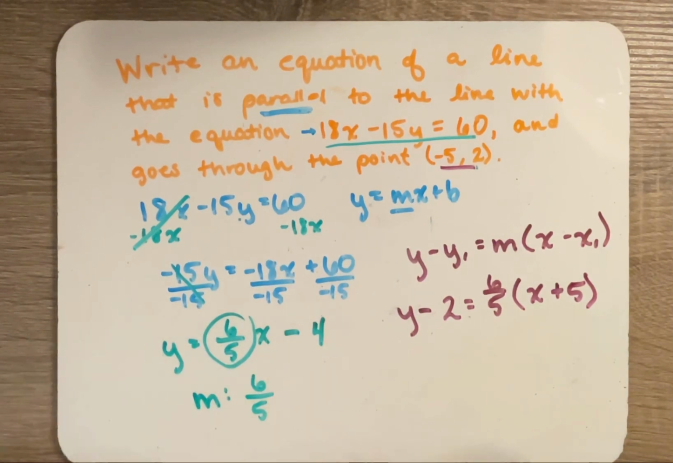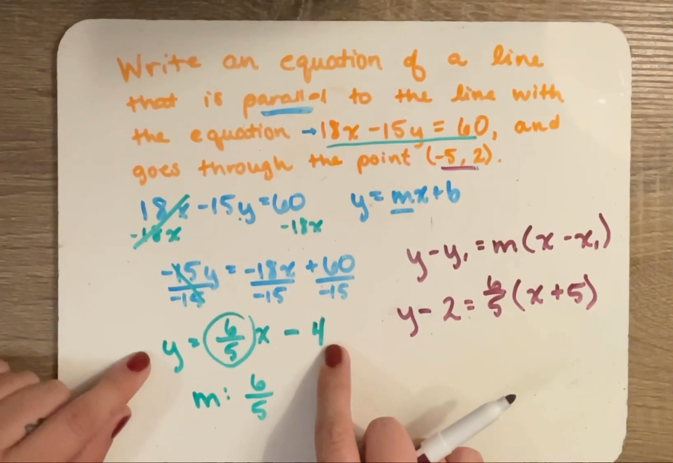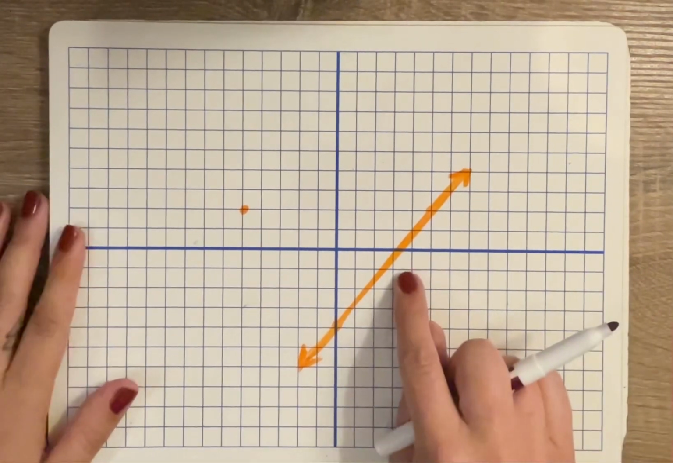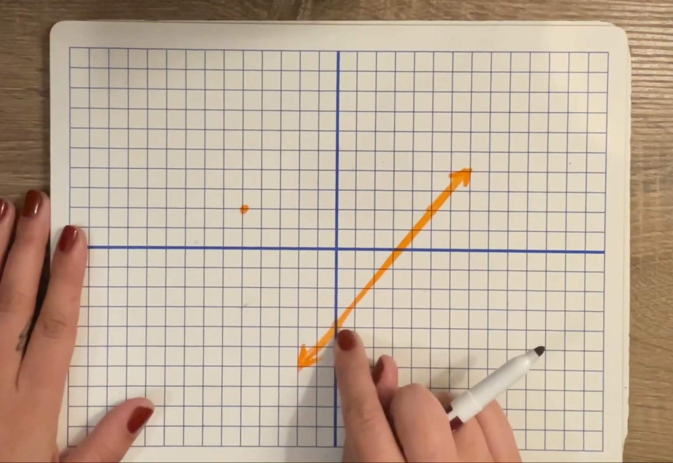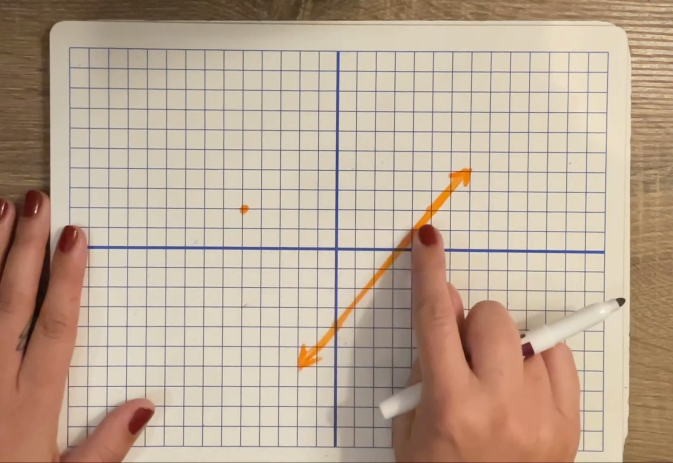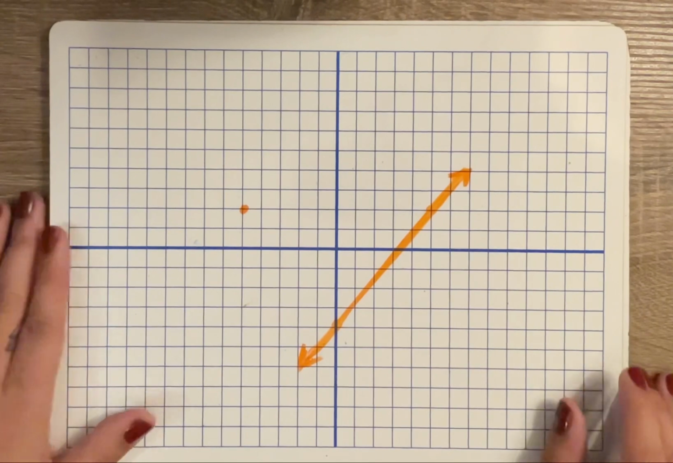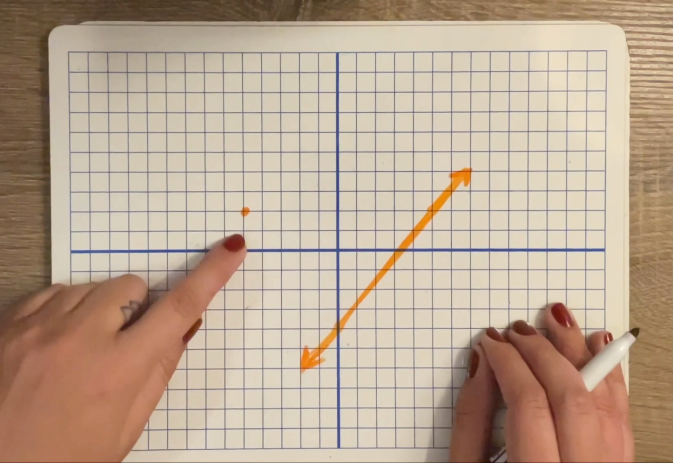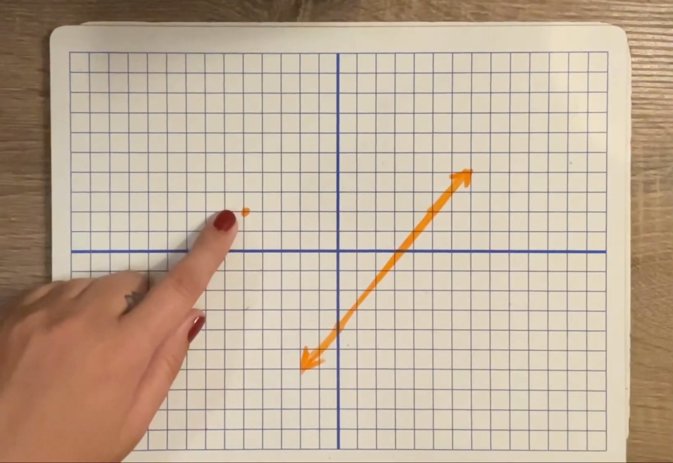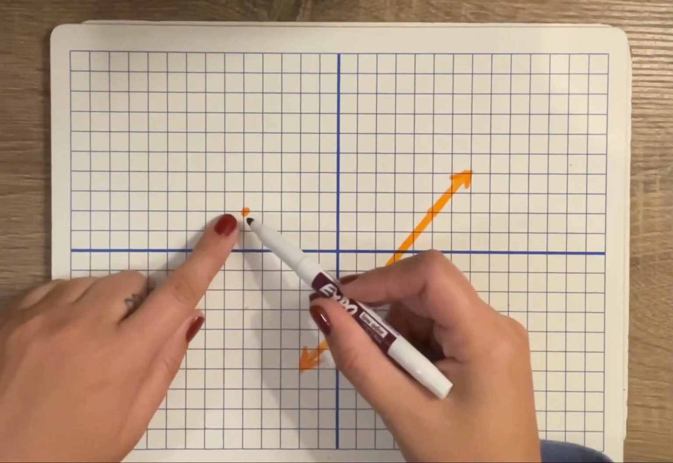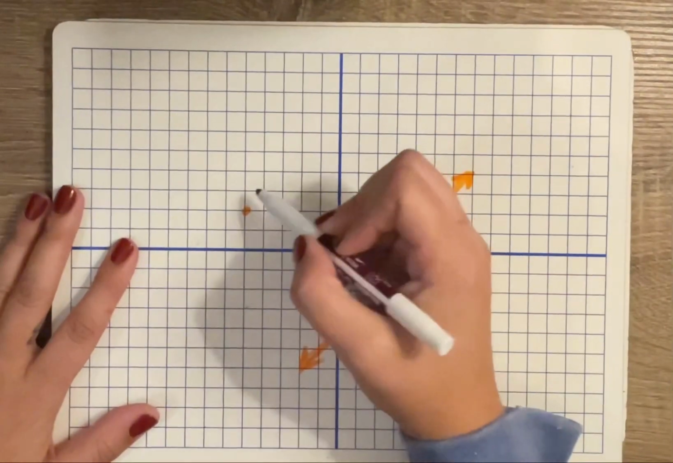Another way, if you'd rather do this graphically, more visually, I can take this line and graph it, which I already did here. I graphed this line by graphing the y-intercept, which is -4, and going up 6 over 5 and creating this line. Now, we know that we want this new line to go through the point -5, 2. So I graph that point here. Since these lines are parallel, they're going to have the exact same slope. So from this point, I'm going to go up 6 over 5.